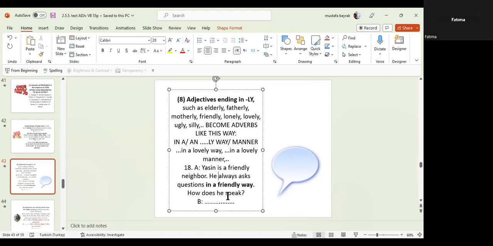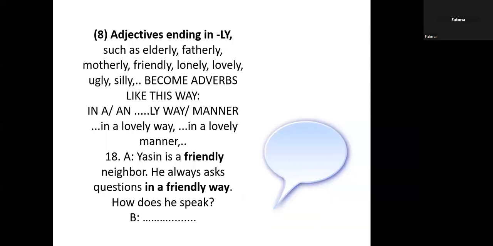So he always asks questions in a friendly way. Friendly is an adjective. Okay? Although there is -ly, it is not an adverb. It is an adjective here. Friendly, lovely child. Motherly nurse, for example. Ugly, in an ugly way. Silly. He is a silly person. He speaks in a silly way. Is it clear? I hope it is clear. It must be clear. It should be clear.